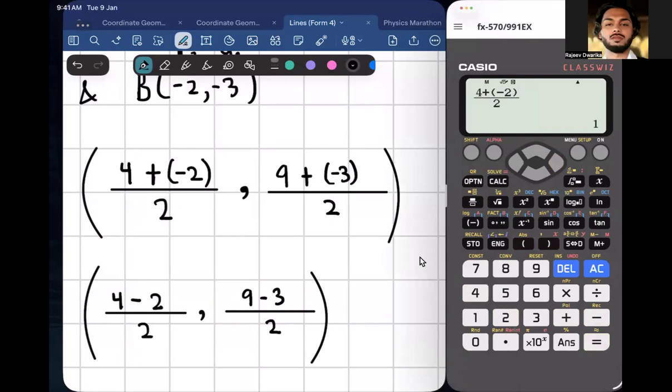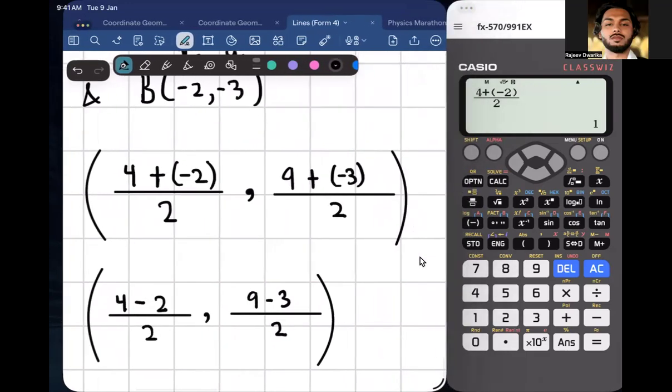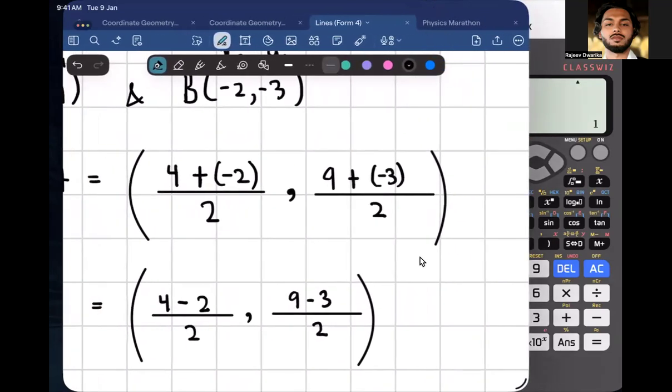I know with the Sharp, you have to put real brackets. The next answer I think is... You do it. Yes, sir. I get 3 for y. Yes, that's correct. So that's why I would recommend a Casio, because with a Casio, you can plug it in exactly how you're seeing it. You don't have to put brackets.